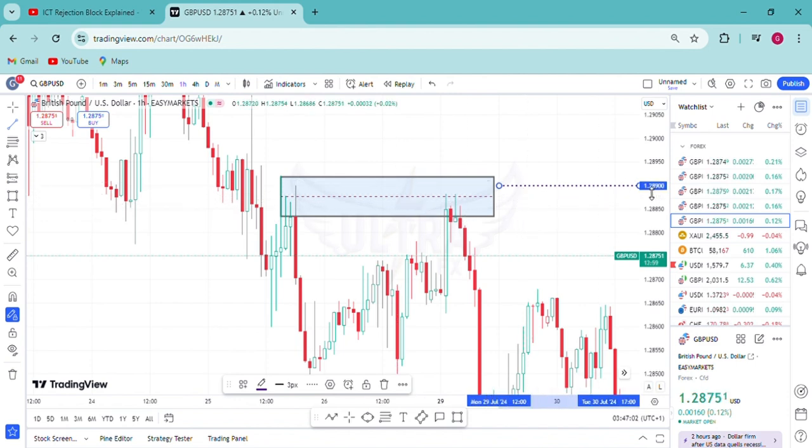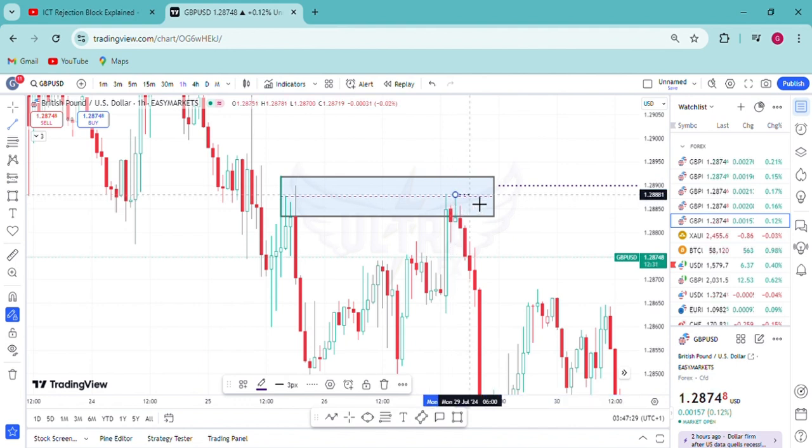Either you use this for your entry into your rejection block, or you use this. You can see price did not give us an entry from this big number, this psychological number, but it gave us an entry from this zone, which is the 80. You can see price giving us an entry from the 80.